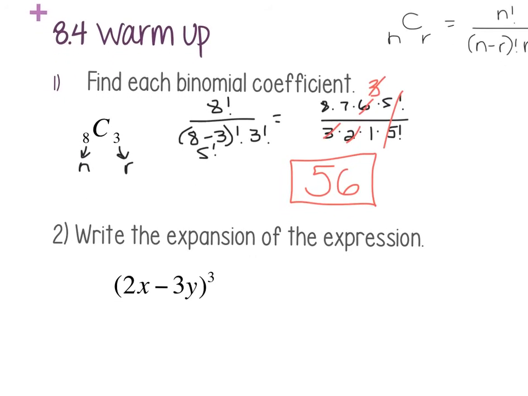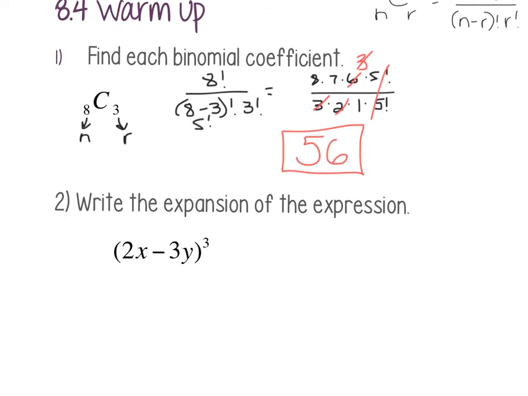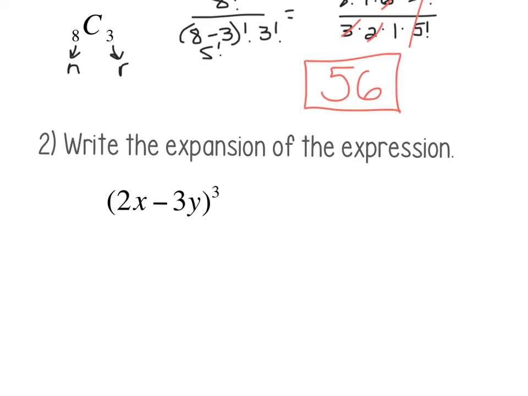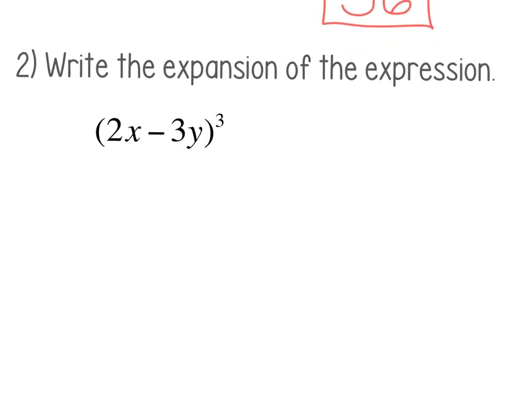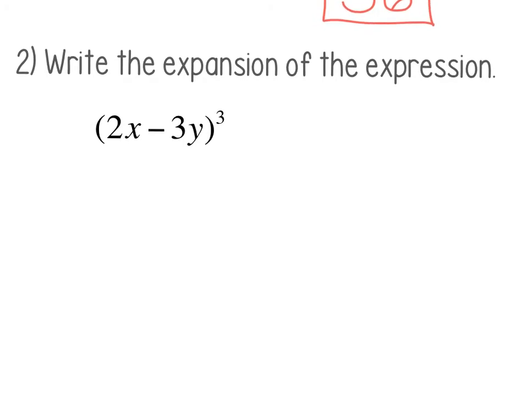If it was something raised to the 8th power and you were looking for the 4th term, you would use it. Number 2 says write the expansion of the expression. So for each of these, you're going to set up your terms based on n. n is your exponent. This is 3, which means I'm going to start with the exponent being 3 on the first one, work its way down to 0, and then the reverse for the second term. And you should also know from there that it should be 4 terms at the end.